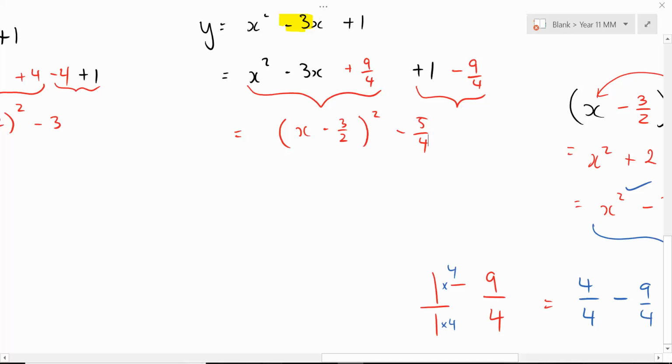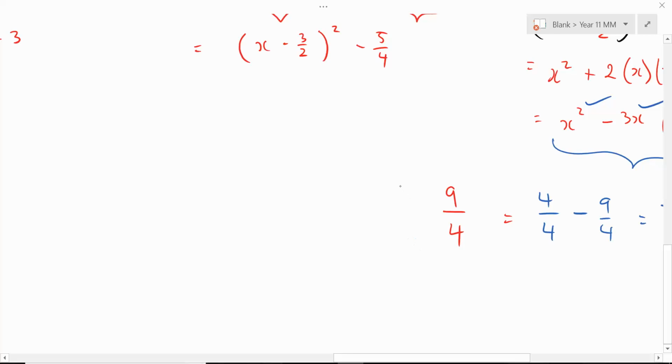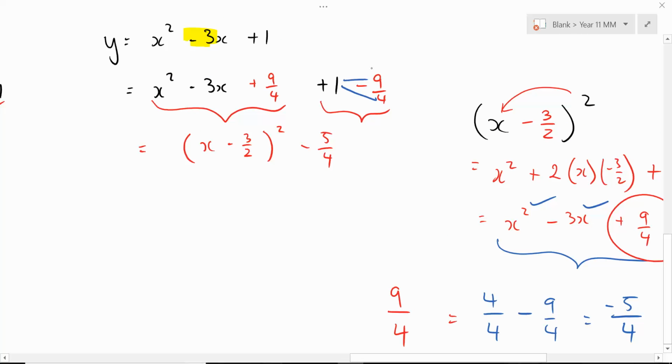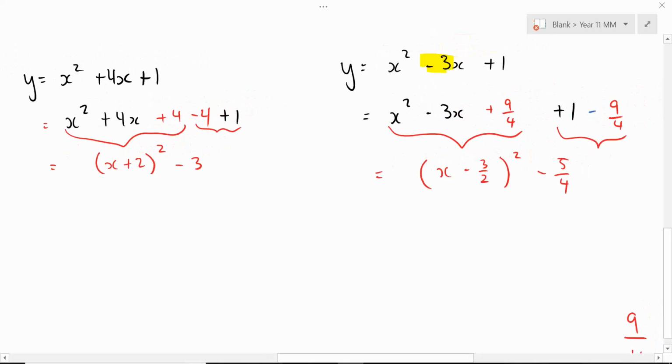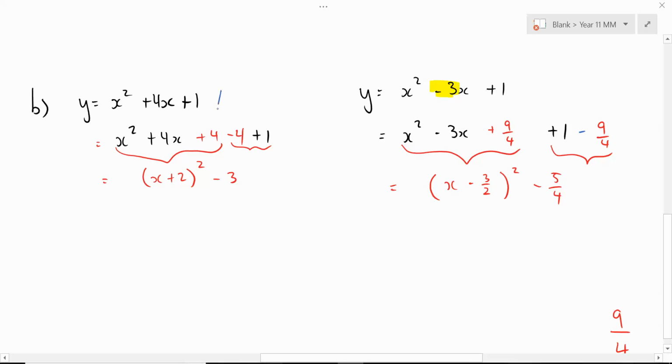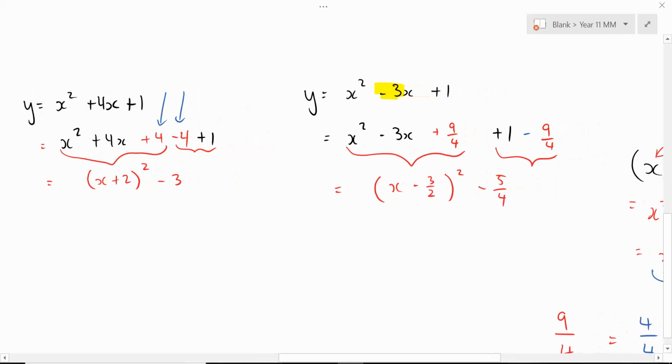If you're wondering how I did it fast, what I did was 4 times 1 minus 9. 4 times the 1 is 4, and 4 minus 9 is negative 5, and it's over 4. But there you go. Up until my step, you see, the pattern's all the same. Here I put in the plus 4, then I minus the 4. Here I put in the plus 9 on 4, and I minus the 9 on 4.